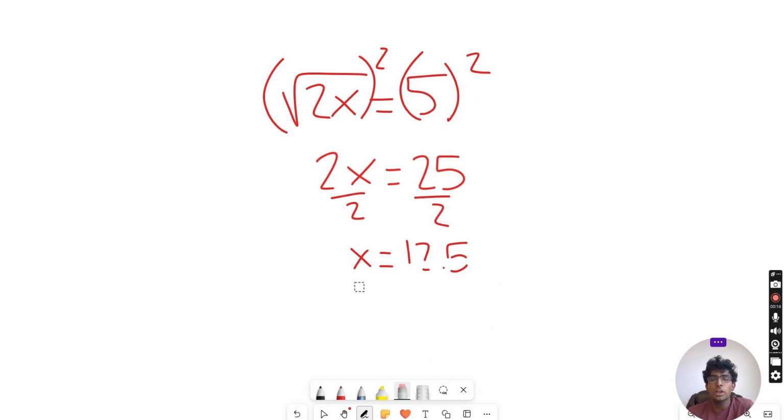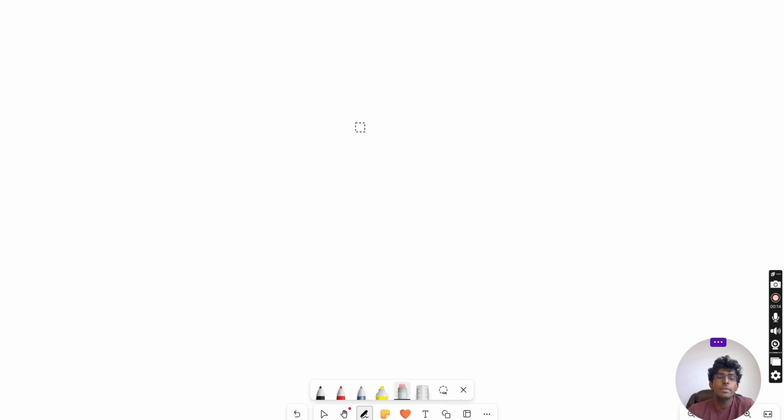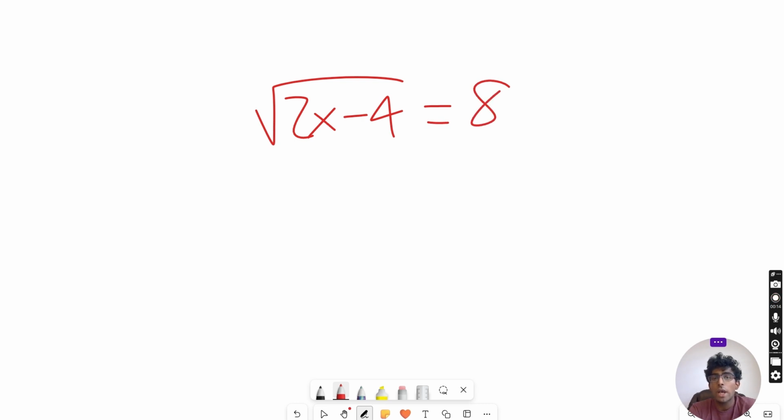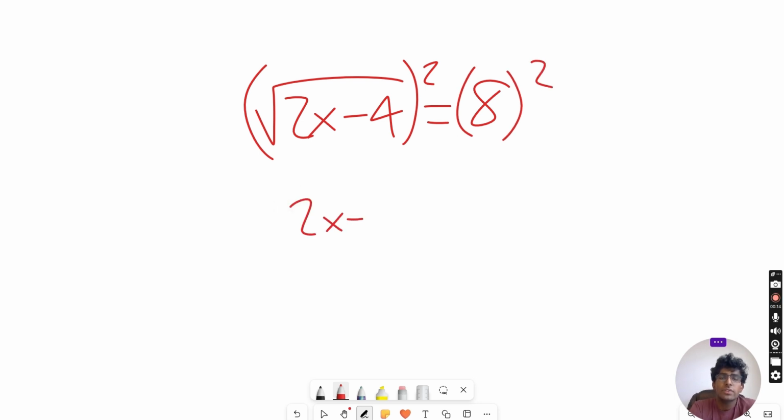I'll give you guys a slightly harder one. Square root of 2x minus 4 equals 8, and we want to solve for x. Again, we want to get rid of the square root first, so square both sides. We're going to get 2x minus 4 equals 64. And then we're going to add 4 to both sides. We're going to get 2x is 68. So x is 34. All right?